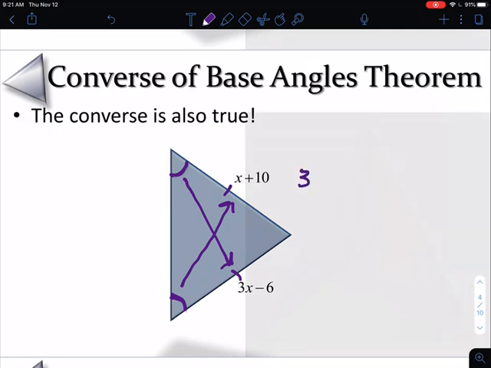So then again, I just set up an equation to solve for x. 3x minus 6 equals x plus 10. And then I would solve for x, and if I needed to, I could plug it back in and show that those two sides are the same. But you guys are able to solve equations, so I'll let you finish that one out. But make sure when you look at a triangle, if there's two angles that are the same, two sides will also be the same.